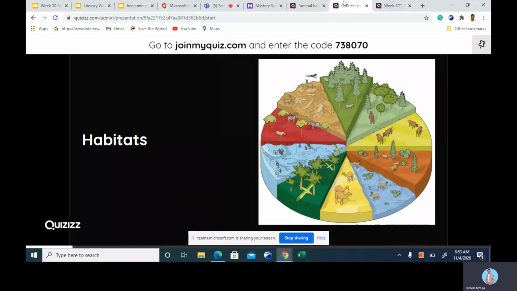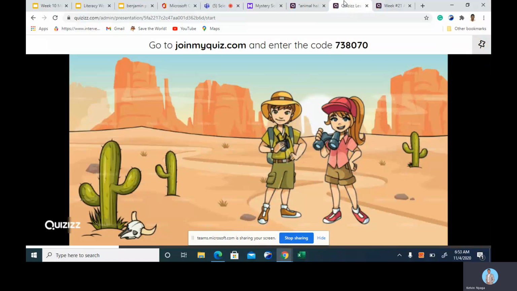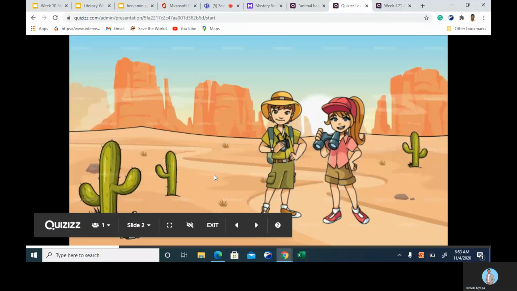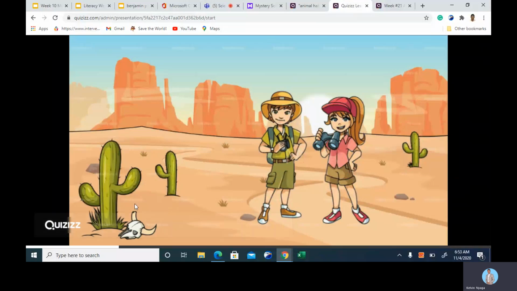So let's dive in. Right here we have the first habitat. Now, where do you think this is? Just have a look and see. Do you think this is a desert? Do you think it's an ocean? Do you think it's a river? Well, there's a line that's coming right there. And look at the plants that are in there.